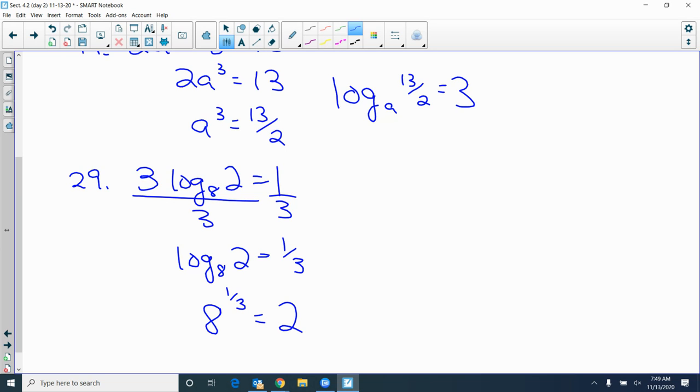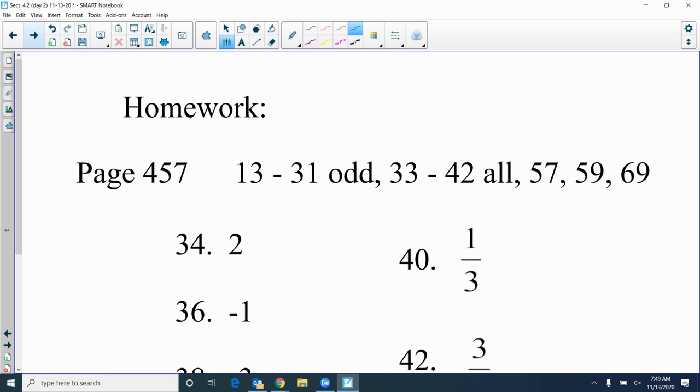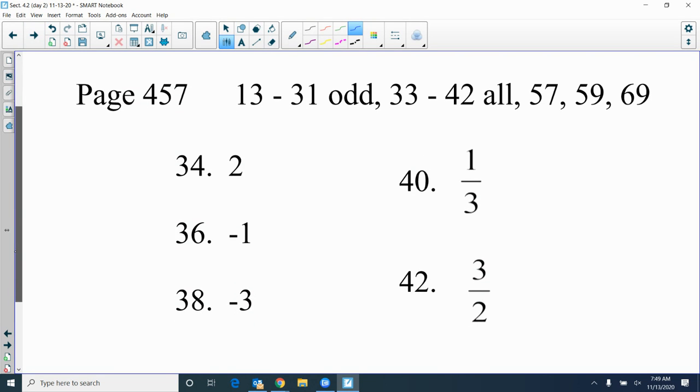Now, 33 through 42 can be difficult. So let's see what you got here. Here's the even answers for those. So see what you got, and then we'll see what we need to explain. What's 57, 59? Okay, those are domains. 57, 59, and 69. Okay. 69 is like the last one we did.